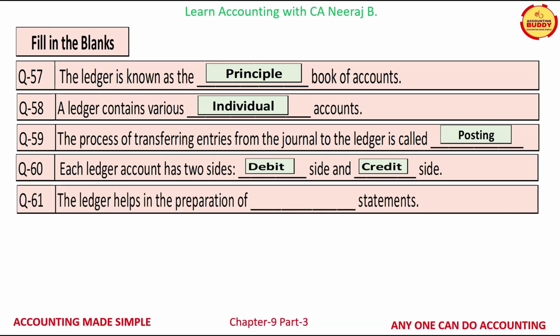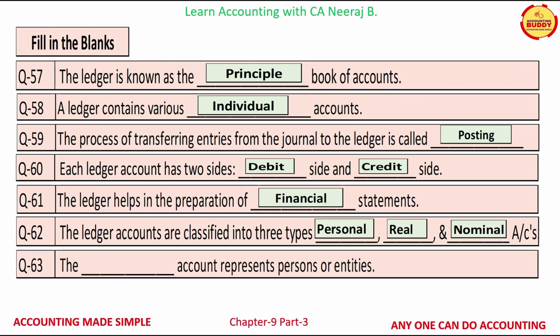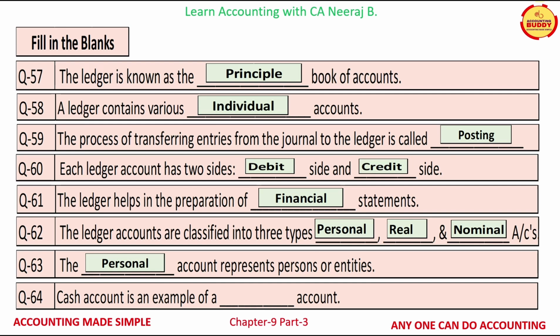Question number 61, the ledger helps in the preparation of dash statements, and the correct word is financial statements. Question number 62, the ledger accounts are classified into three types, dash, dash and dash accounts, and the correct words are personal accounts, real accounts and nominal accounts. Question number 63, the dash account represents persons or entities, and the correct word is personal account. Question number 64, cash account is an example of a dash account. The correct word is real account.